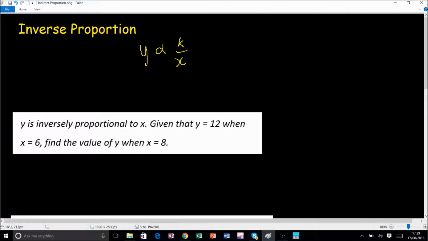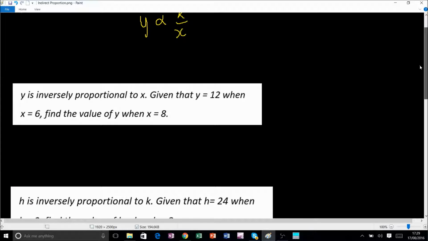Now, let's look at some of the questions that we may see in tests or exams, just to get us started with understanding inverse proportion. We may get a question similar to this one that says y is inversely proportional to x. Given that y is equal to 12 when x is equal to 6, find the value of y when x is equal to 8.